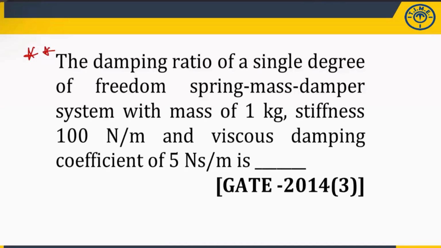This question is based on the damping ratio. I will give you only 1 minute for solving, because if you know the formula, you can easily solve it. This question was asked in GATE 2014. What is the damping ratio? Damping ratio means zeta. He wants to know the value of zeta you have to calculate. Mass is given, stiffness is given, and the damping coefficient is also given. Do it fast. I hope you have taken the screenshot of that slide.